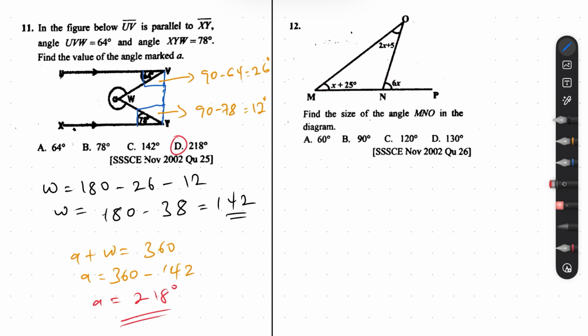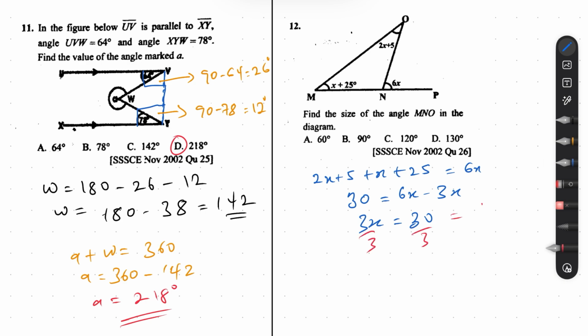So let's do that. We have 2x plus 5 plus x plus 25 should give us 6x. So we have 30 is equal to 6x minus 3x. So 3x is equal to 30. When we divide by 3, it should give us 10. So X is equal to 10.